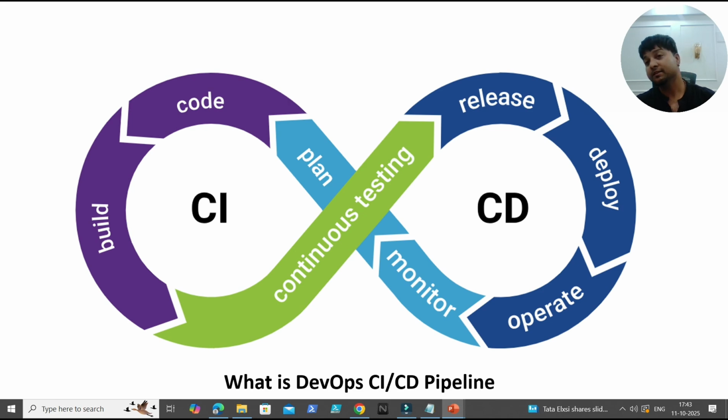And once this compilation is done, it goes to continuous testing. And from continuous testing, it goes to release. And then from the release, it goes to deploy. And from deploy, it goes to operate. And then post operation is the monitor. So if you see, this is an infinity loop, which shows a continuous feedback loop which developers get at every stage.